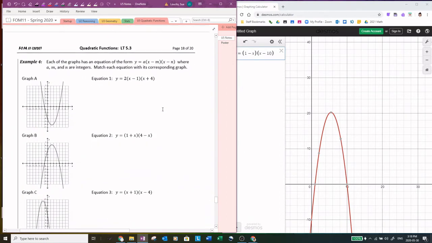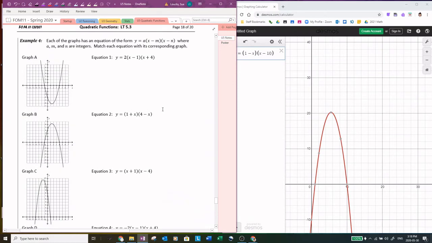Example 4. Each of the graphs on this page, and there are 4 of them, I just can't show them all at one time, has an equation in the form, sorry, that means it's not necessarily given in that form, but it has an equation of the form y equals a times x minus m times x minus n, where a, m, and n are integers. Match each equation with its corresponding graph.